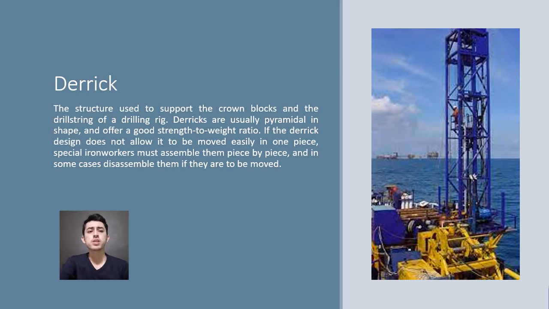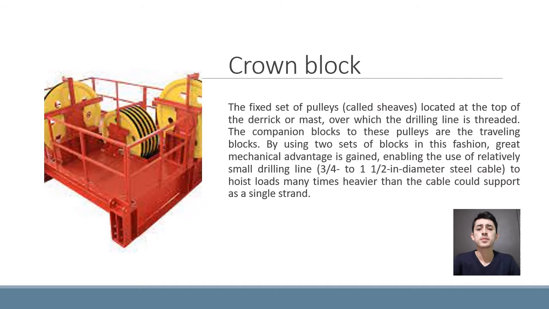The next is derrick. Derrick is the structure used to support the crown block and the drill string of a drilling rig. Derricks are usually pyramidal in shape and offer a good strength to weight ratio. If the derrick design doesn't allow it to be moved, usually in one piece, special ironworkers must assemble them piece by piece, and in some cases disassemble them if they are to be moved. The next is crown block. The crown block is the fixed set of pulleys located at the top of the derrick or mast, over which the drilling line is threaded.